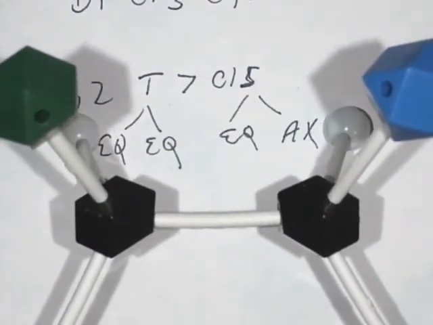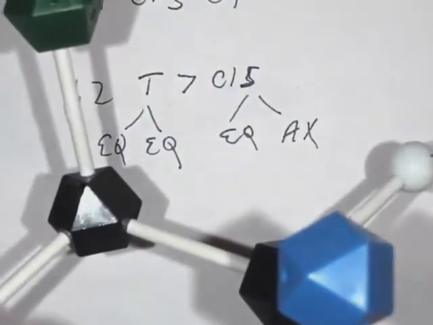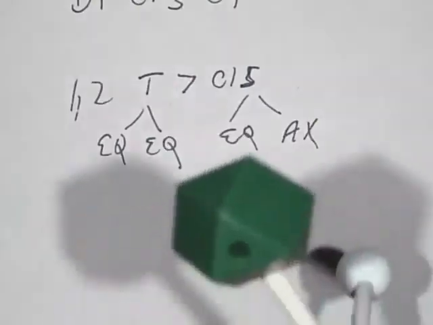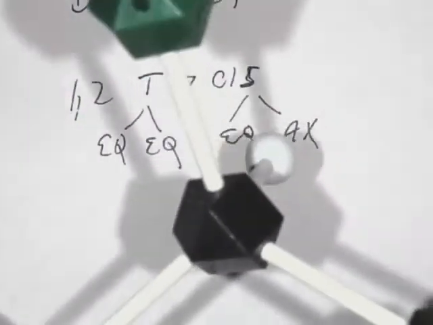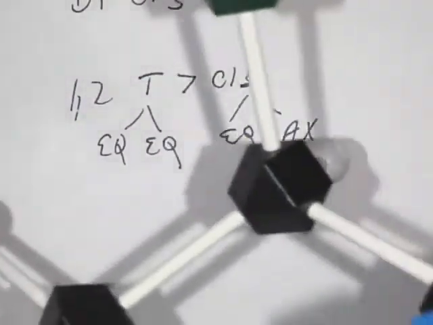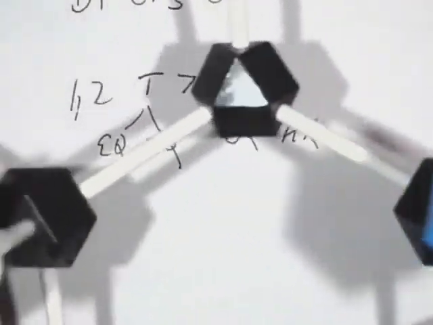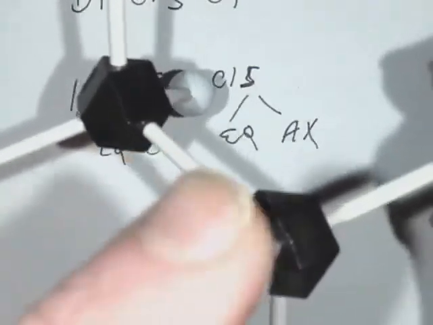All right, let's pop it into a chair. 1, 3, 5. The blue one is axial. The green one is equatorial. See, the blue one is near these two hydrogens. One there and one there.